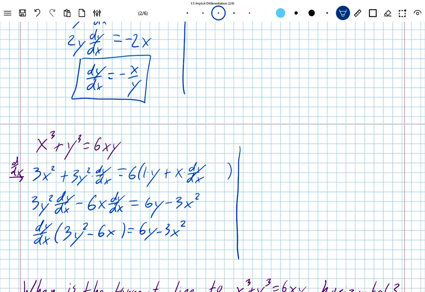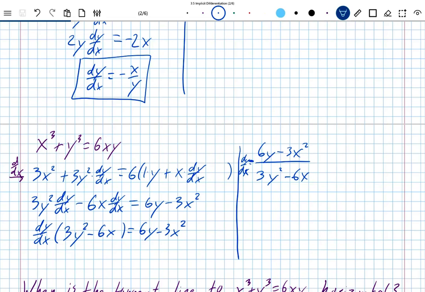I'm so close now, I just have to divide. Once I pull out that dy dx, there's just one more step. It looks like it is a 6y minus 3x squared divided by 3y squared minus 6x. That is my dy dx. And it's pretty much going to look like this every time. Bring everything with dy dx's to usually the left, everything without to the right, factor out the dy dx, and divide. And you're going to get something that may or may not look a little nasty, but it's fine, because if I need to plug in a number or a point into there, I can.